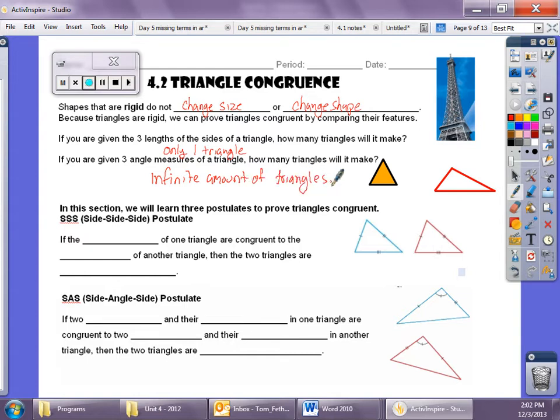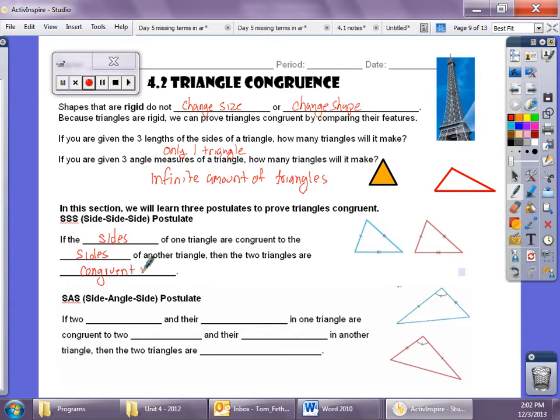So today we're gonna talk about some different postulates to prove triangles congruent. The first one, SSS, or the side-side-side postulate. So if the sides of one triangle are congruent to the sides of another triangle, then the two triangles are congruent.